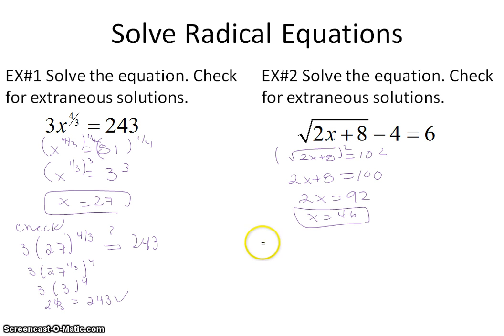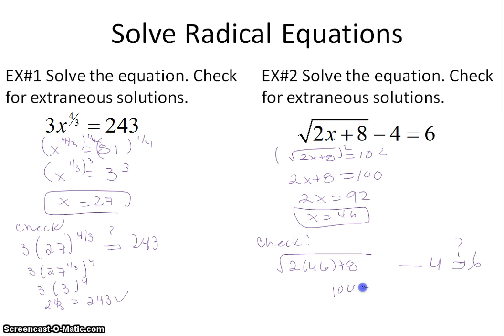Okay, so we're going to go ahead and check. So the square root of 2 times 46 plus 8, minus 4, does that equal 6? 46 times 2 is 92, plus 8 is 100. We're going to take the square root of 100, subtract 4, and the square root of 100 is 10, so 10 minus 4 is 6, and we get 6 equals 6. So that works out. And let's go ahead and move on to problem number 3.